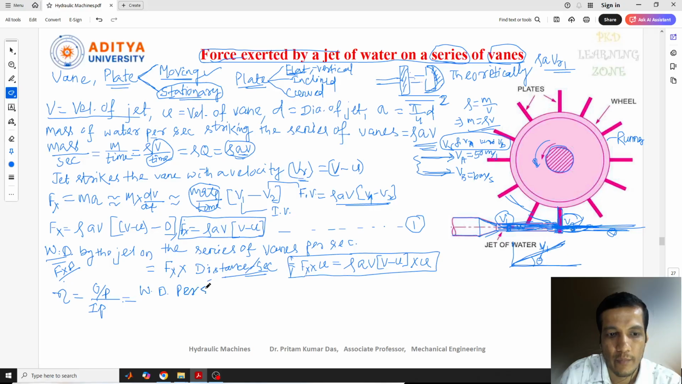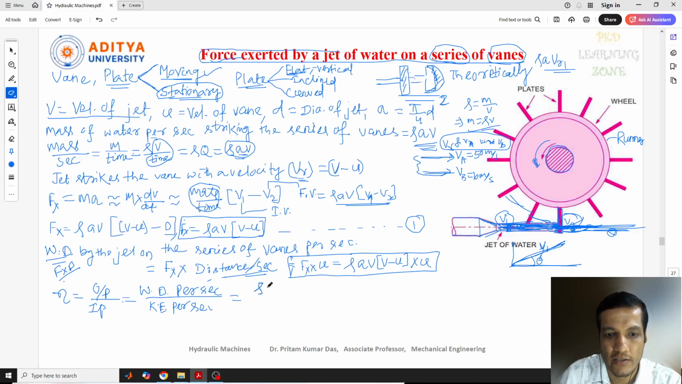Work done per second divided by the input. What is the input? Input is nothing but the kinetic energy per second, which was given here at this point. What is the kinetic energy of the fluid? This is kinetic energy per second. So here we can write the work done per second, which we have just calculated.